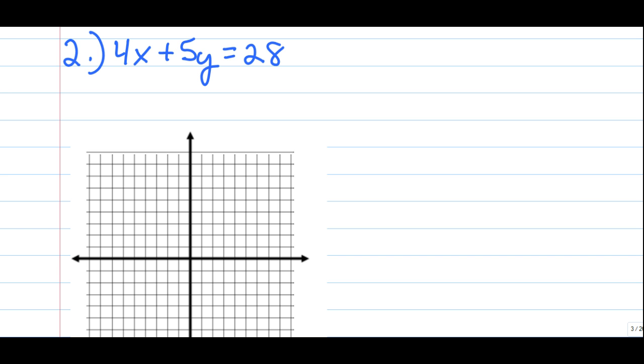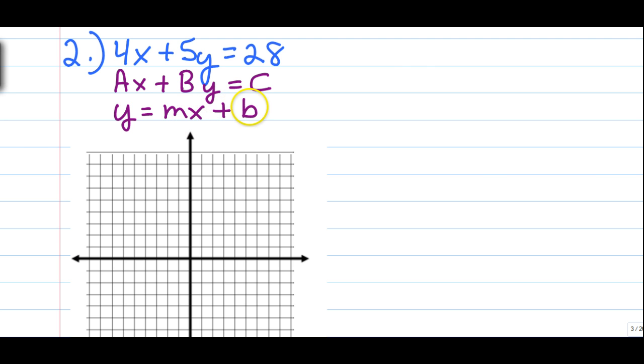In question number 2, we're given the instructions, determine the slope and the y-intercept, then graph the equation. The equation we see here is given to us in standard form. Standard form is ax plus by equals c. Before we can determine the slope and the y-intercept, we want to rewrite our equation to isolate the y. This means we want to place our equation into the y-intercept form, which is y equals mx plus b.